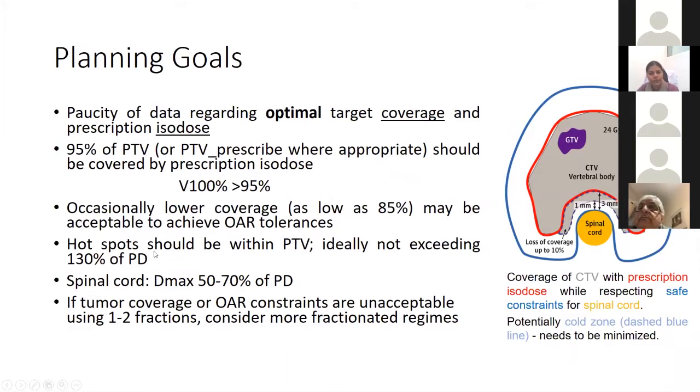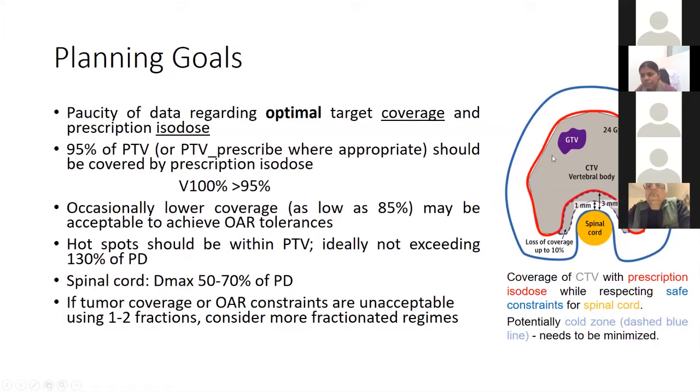We should try to limit the hotspots within the PTV to less than 130% of prescription dose, which means that the prescription isodose should lie somewhere between 70 and 80% in most situations. The spinal cord Dmax usually lies between 50 to 70% of prescription dose. And if the tumor coverage or OAR constraints are unacceptable, instead of a single fraction, we should consider more fractions.